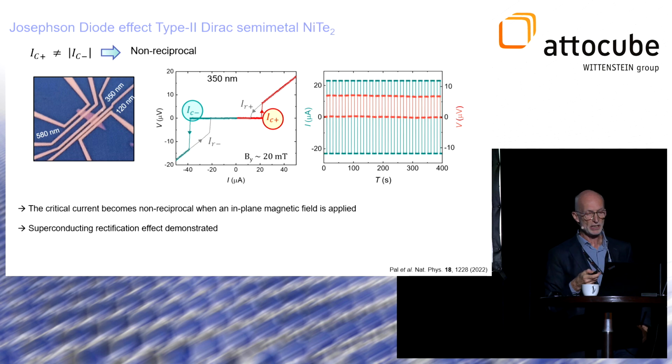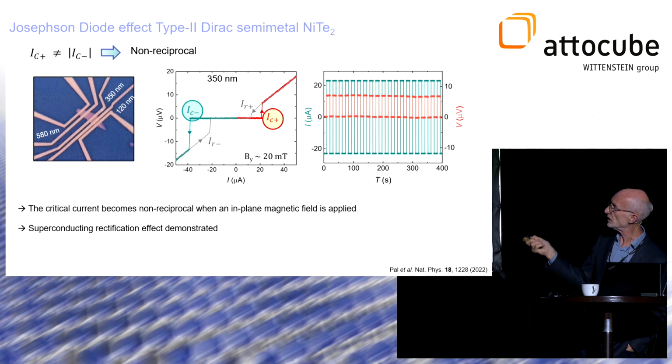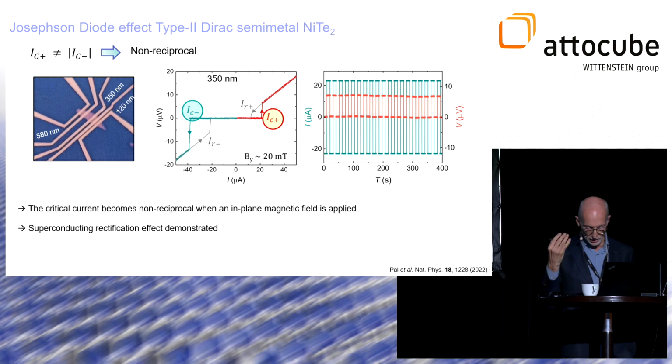And this indeed means that if you place the current in between these values, let's say here, then in one direction it's normal, in the other direction it's superconducting, and in fact, as you can see here. So this is very nice.